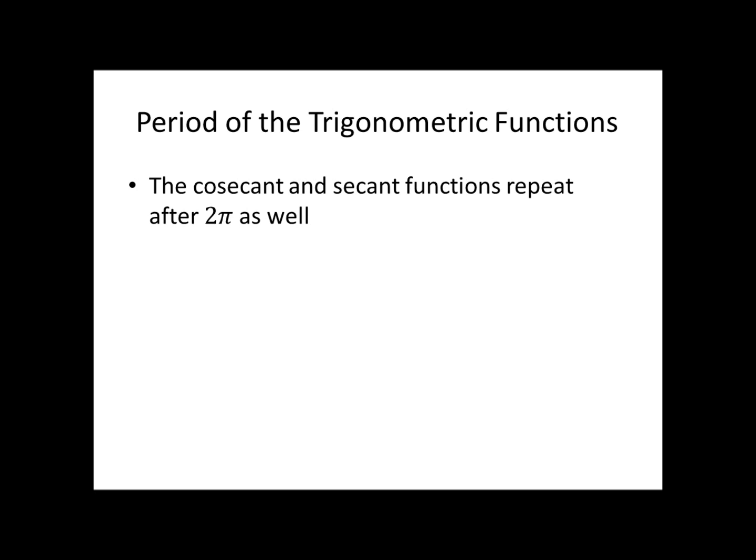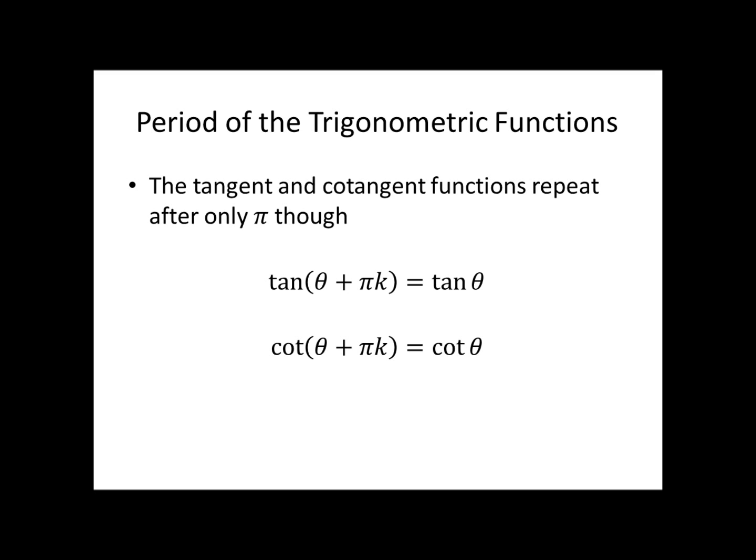Now, the cosecant and the secant functions also repeat after 2 pi, just like sine and cosine do. So that plus 2 pi k inside the cosecant and the secant really doesn't do anything for us. Again, k is some positive or negative integer. But the tangent and the cotangent functions repeat after only pi. So they've got half of the period. They actually start repeating sooner. So we get rid of that 2 in there. So the tangent of theta plus pi k is equal to the tangent of theta. If we go halfway around the circle, it starts repeating.